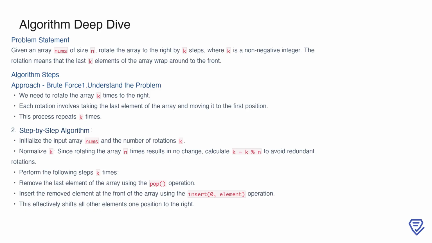In the brute force approach, we handle one rotation at a time. During each rotation, we take the last element of the array, remove it using the pop operation, and insert it at the front using insert(0, element). Repeating this process for k rotations ensures that the array is shifted correctly. This approach is simple to understand and implement, making it a good starting point for solving the problem, though it may not be the most efficient for larger inputs.